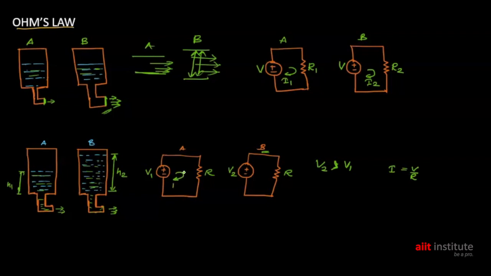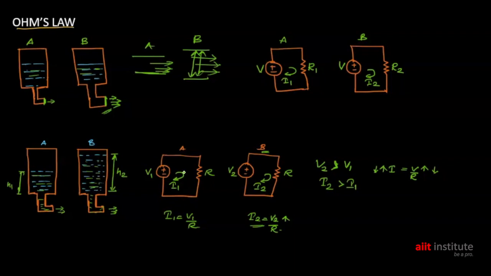Here in circuit A, let us assume current I1 is flowing, and in circuit B, current I2 is flowing. So what will be the current I1 in A? I1 is equal to V1 by R. Similarly, I2 is equal to V2 by R. If both resistances are constant, we are not bothered about resistance here, but the voltage levels are different. So V2 is increasing, which means if voltage V is getting increased, current also will get increased. If voltage is getting reduced, current also will get reduced. Because V2 is more, the current in the second circuit will be more, so that I2 is greater than I1.